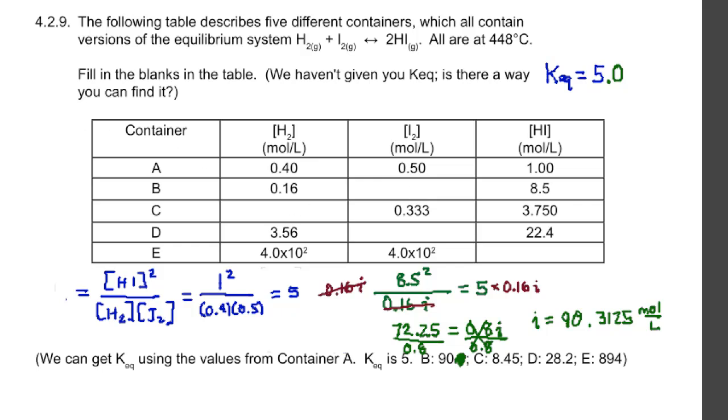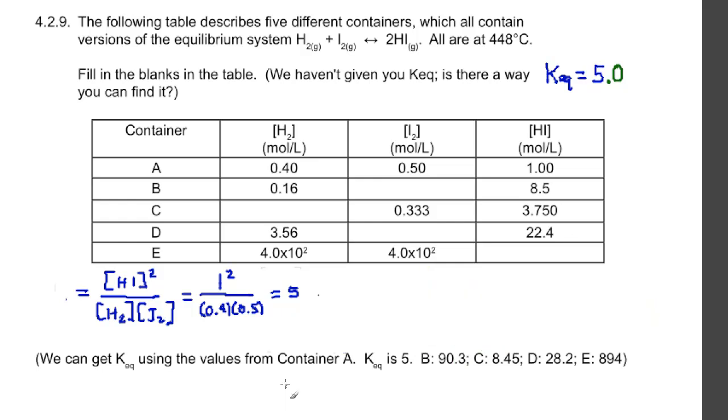for a hydrogen. Let's make some space. Okay, new one. HI is 3.75 now. Don't forget to square it. Hydrogen, don't know. We'll call it H. Times iodine's 0.333 equals, and it has to come out to 5.0 because that's our constant every time. Again, if you want to knock out your denominators, multiply both sides by 0.333H.